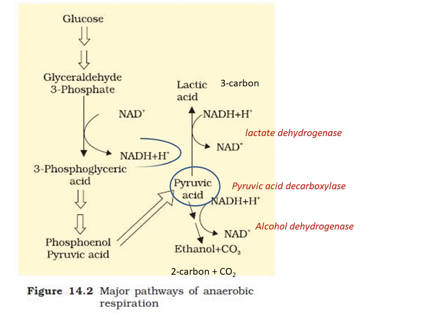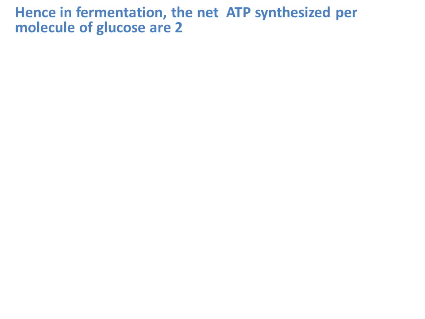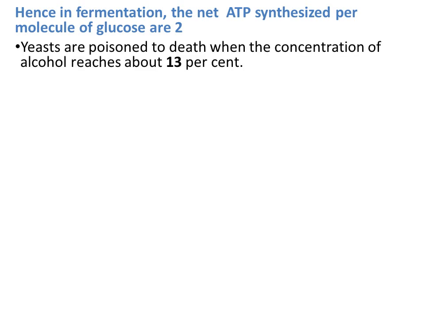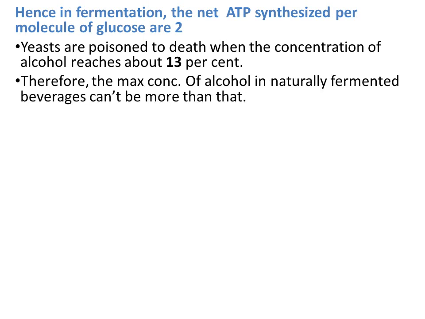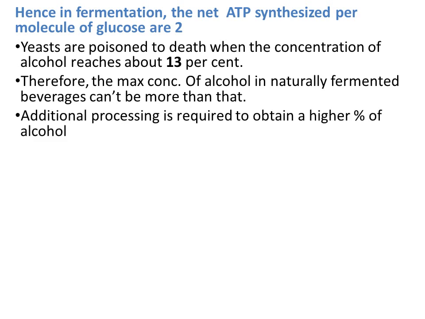We can see that the NADH, which was produced during glycolysis, is utilized for both types of fermentations. So the net result is only 2 ATPs. As we can see, in fermentation, the net ATPs synthesized are just 2. Yeast get poisoned when the concentration of alcohol reaches about 13%. Therefore, the maximum concentration of alcohol in naturally fermented beverages cannot be more than 13%, and additional processing is required if we require a higher percentage of alcohol.